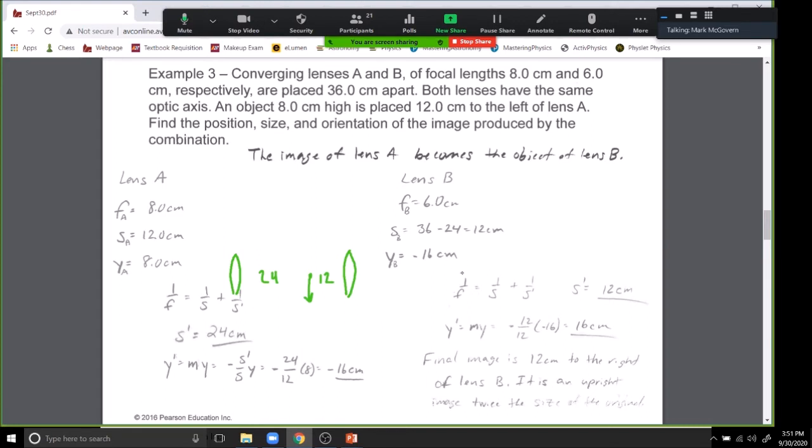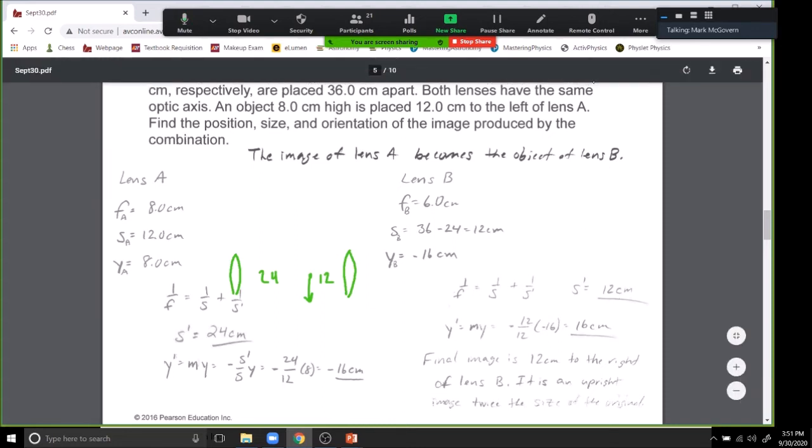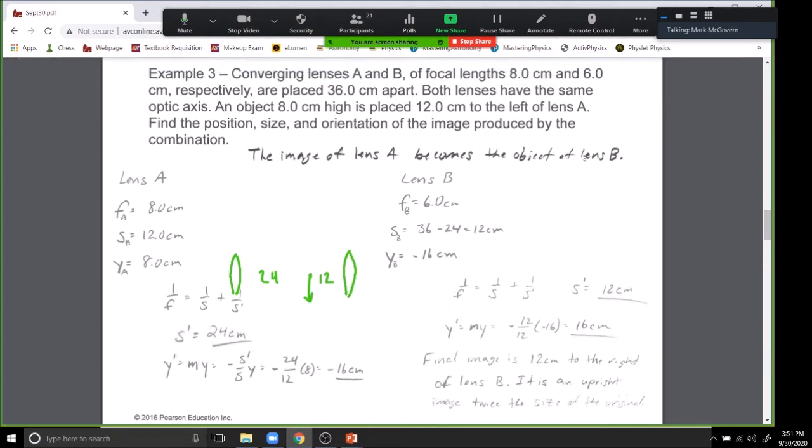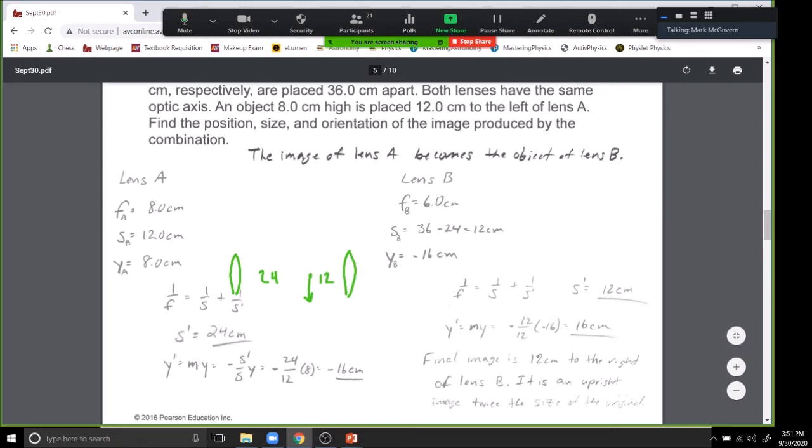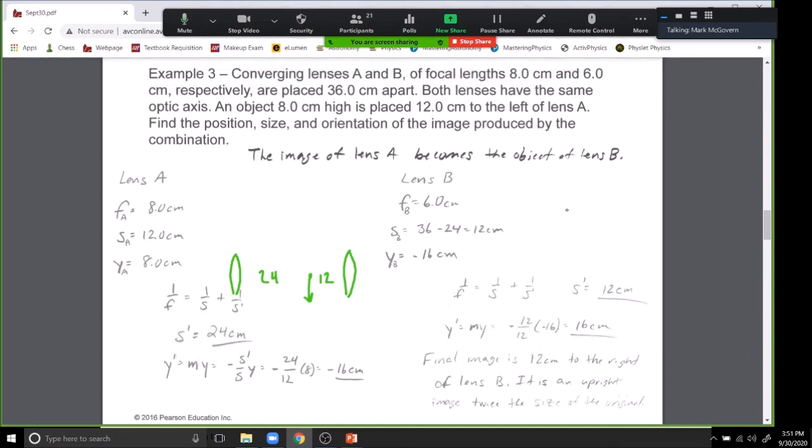So we go through the lens equation again. We work out what the new object distance is. It's 12, which is interesting. It's exactly the same distance away. Why is that? Oh, it's because we're twice the focal length. That's a similar thing to the radius of curvature, actually. But anyway, that means there's no magnification then. It's going to be the same size, but now it's going to be upright. And so the 16 centimeters is upright. So the final image is 12 centimeters to the right of lens B. It's an upright image twice the size of the original. So nothing too complicated really here.